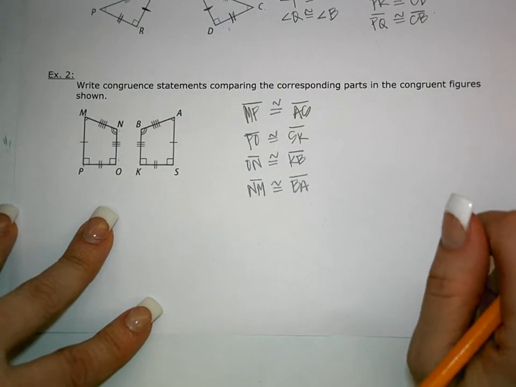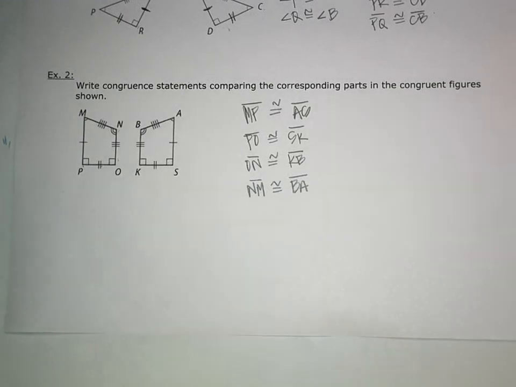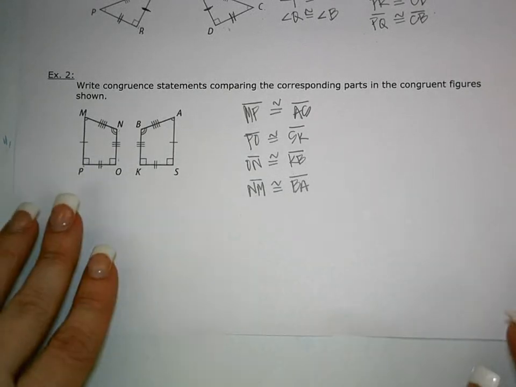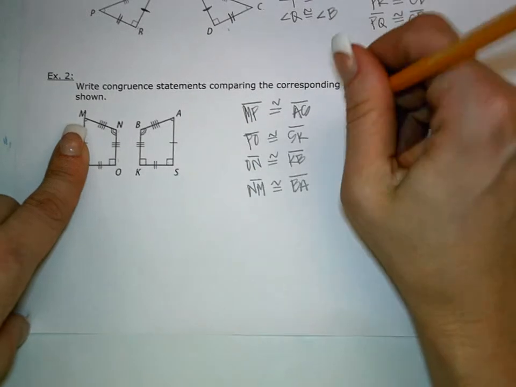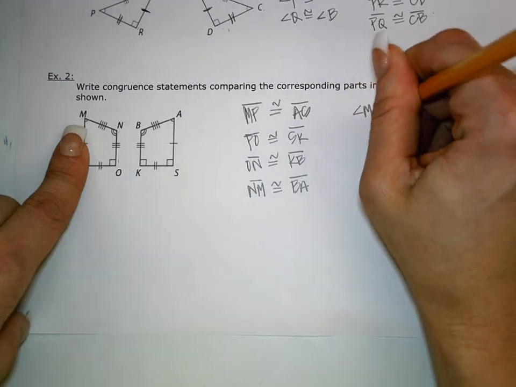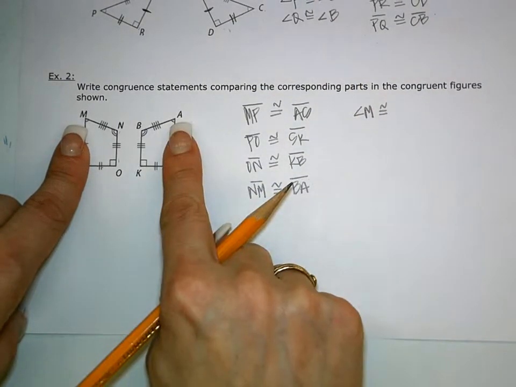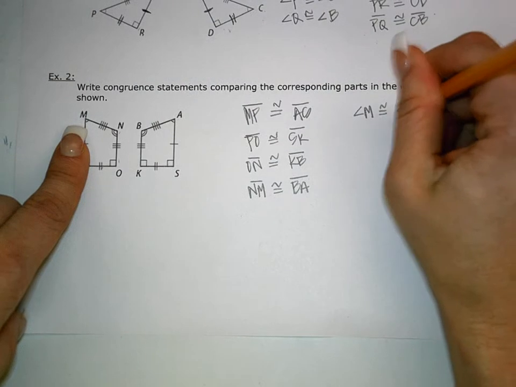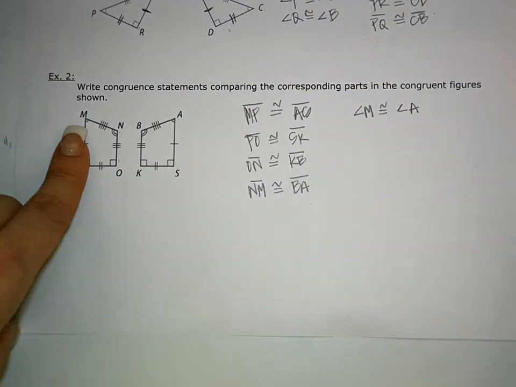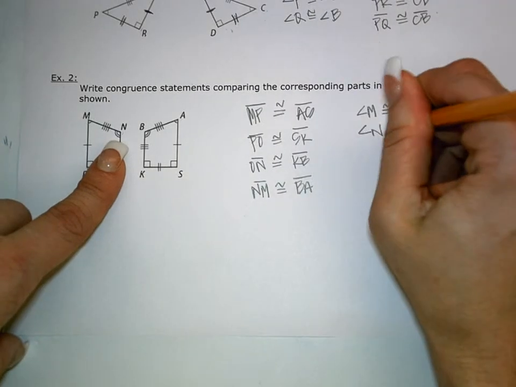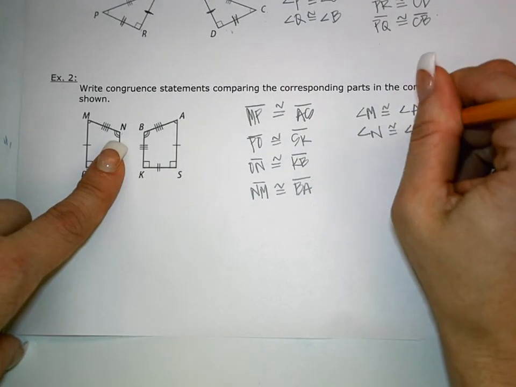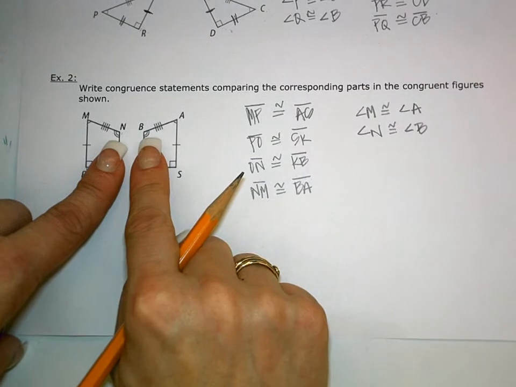Now let's look at the angles that are congruent to each other. First we could start with the little ones, the ones that have 1 arc. So we could say angle M is congruent to the other one that has just 1 little arc. That's angle A. Then the one that has 2 would be angle N is congruent to angle B. So that's the one with 2 tick marks.